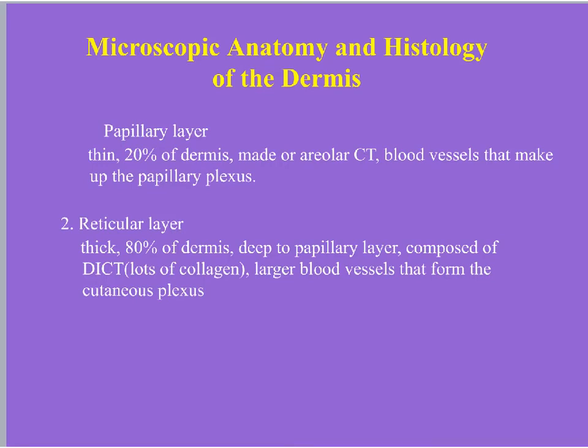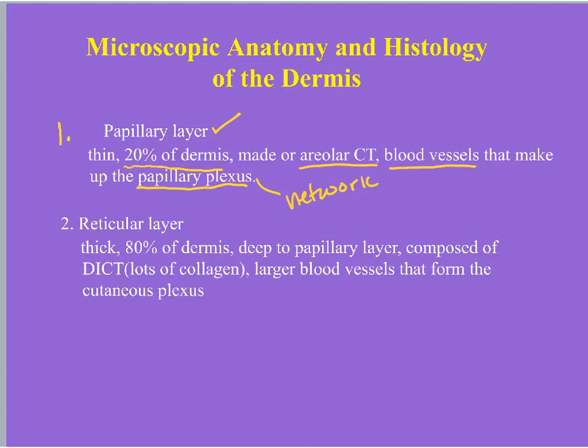Let's have a look. And we've lost some formatting here. I'm not sure why that happens. But the superficial most layer is called the papillary layer. That's the superficial 20% of the dermis, the 20% of the dermis that's closest to the surface. And that's made of areolar connective tissue. It's got blood vessels in it, and those blood vessels create this network that we call the papillary plexus. Plexus just means network.